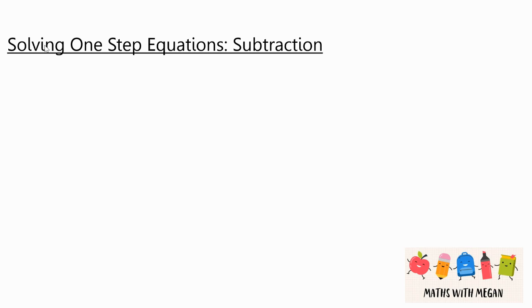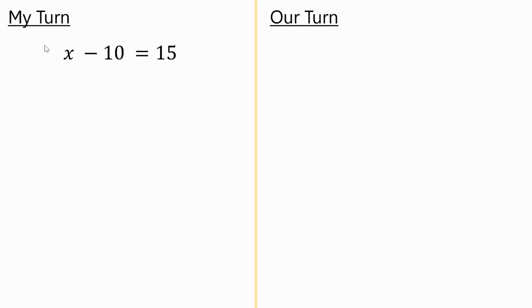In this video we are continuing with solving one-step equations, this time looking at subtraction. So when we have a variable, take away a number. Our first question, x take away 10 equals 15. We're going to use the same method as we used in the previous video.